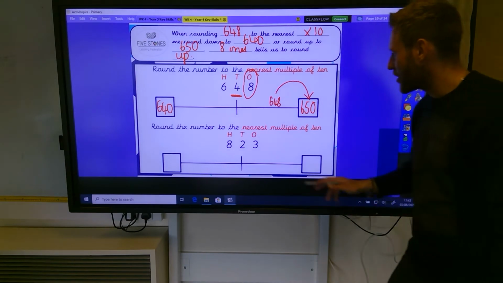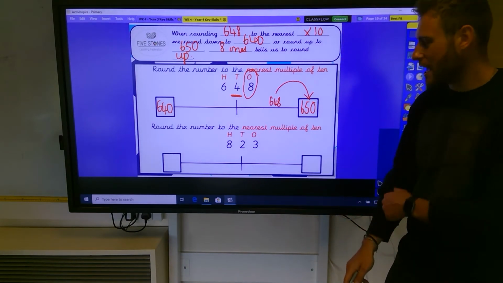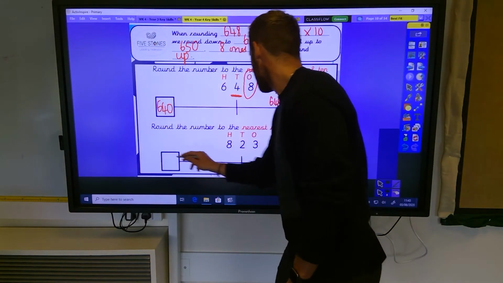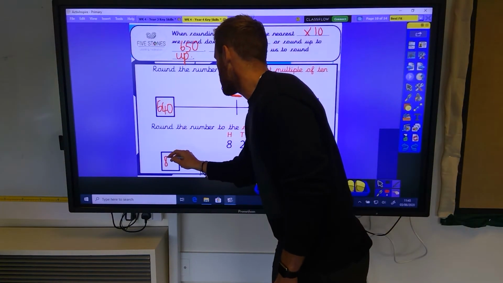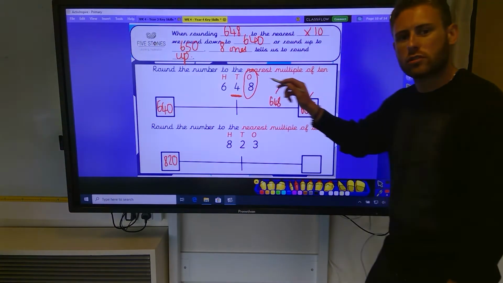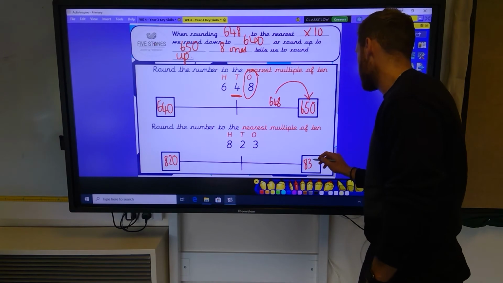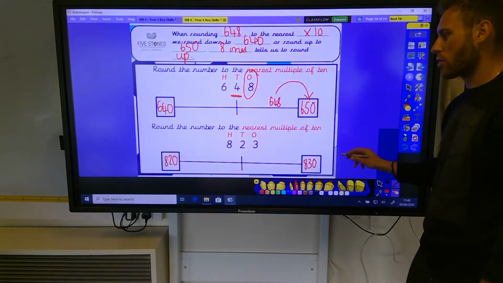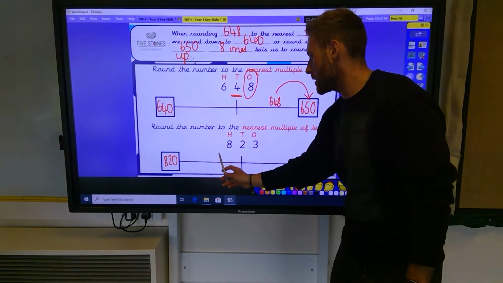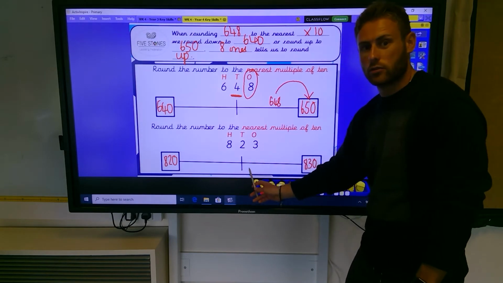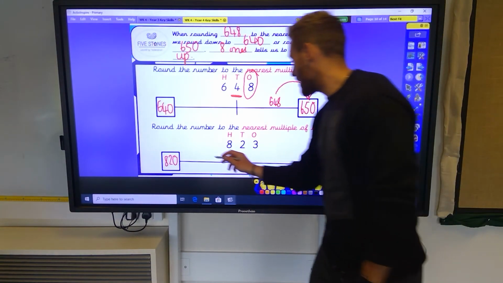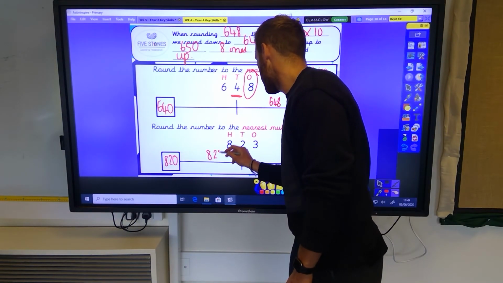Right, great, let's have a little look. So our nearest multiple of 10 is 820. So it reads 820. That's telling us the multiple of 10 that is before. The next multiple of 10 will be 830. Fantastic. So we've got 820, then 830. And along this number line, we'd have 821, 822, 823, 824, 825, 26, 27, 28, 29. So 823 is actually going to fall about here.